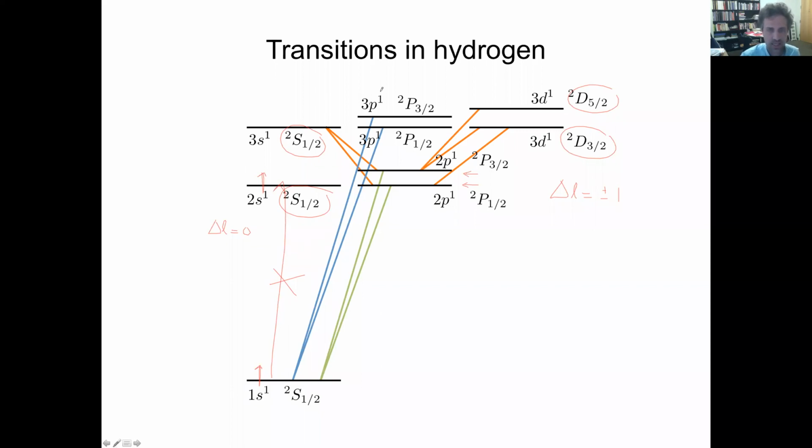But you can kick it to the p states, either a 3p state or a 2p state with their spin orbit coupled splittings. Or you can go from a d state to a p state and vice versa, or from a p state to an s state. That is allowed because in all of those cases, the delta L is plus or minus 1. So you see, not every transition is allowed. They are restricted by these selection rules.